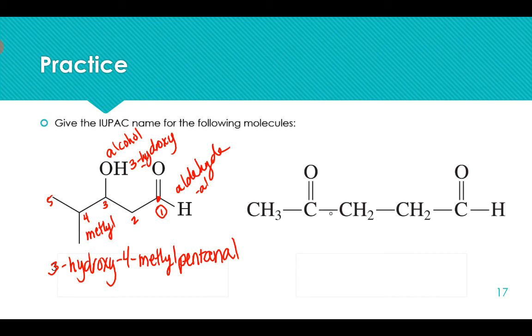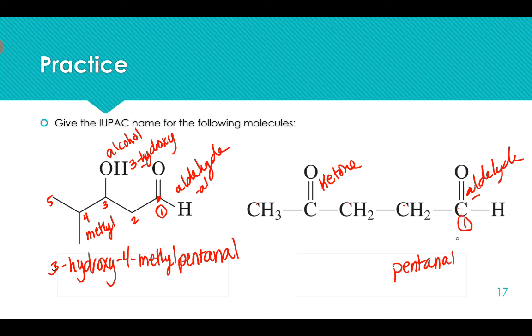This one has how many carbons? 1, 2, 3, 4, 5 carbons. And so that's going to be based on pentane. Now let's see, we got this one, which is an aldehyde. This one is a ketone. Aldehydes are going to be higher priority. They are at the end. And so this is going to be an al.